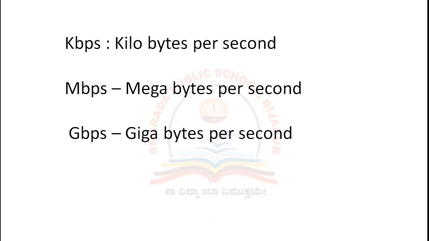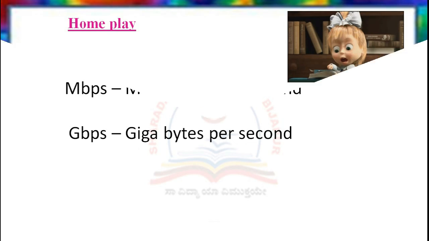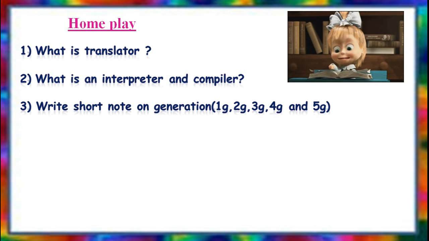Let us end our session with the home play. What is a translator? What is an interpreter and compiler? Write a short note on generations 1, 2, 3, 4 and 5G. Answer this in the computer notebook.